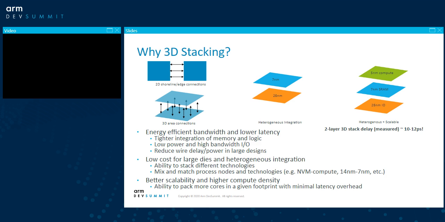A typical use case is shown on the right side. We have the I/O at the bottom, because it is the least area-beneficial from process scaling. Then we have SRAM stacking at the middle tier, at 7 nanometer, and the most performance-critical compute logic at the top level, with the most cutting-edge 5 nanometer design.